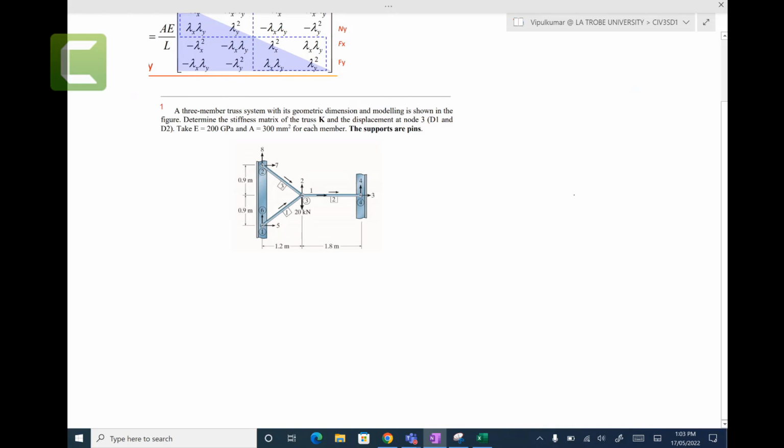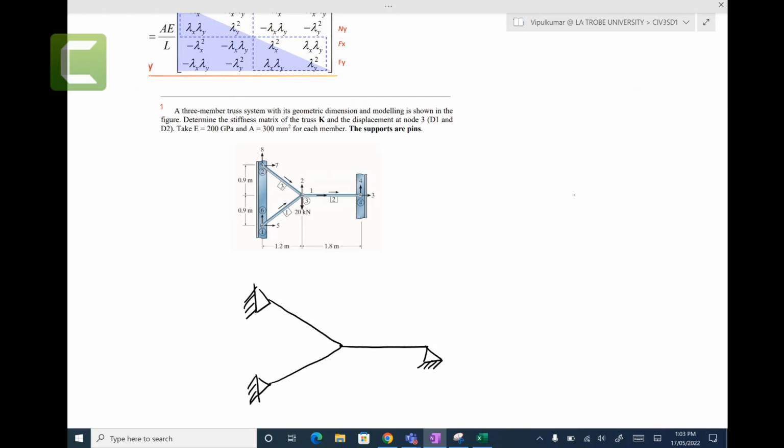Determine the stiffness matrix K of the truss and the displacement at node 3. We need to find displacements D1 and D2. Young's modulus is given, area is given, and the supports are pinned. So if I simplify this, you have this truss, and you have a pin here, a pin here, and a pin here. Right, so that's the truss problem that I just drew again.